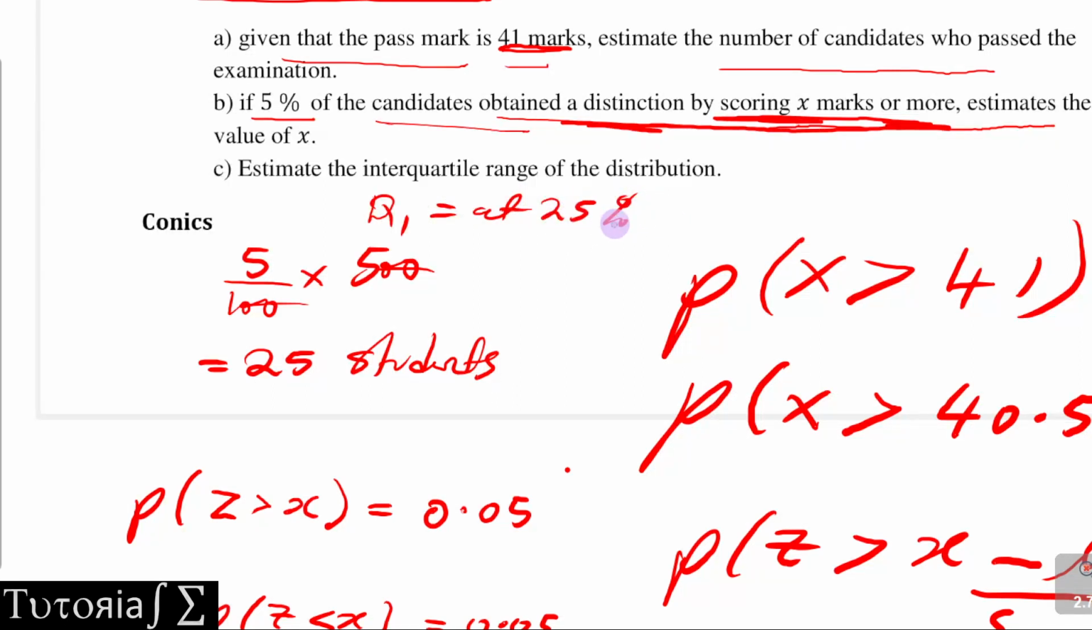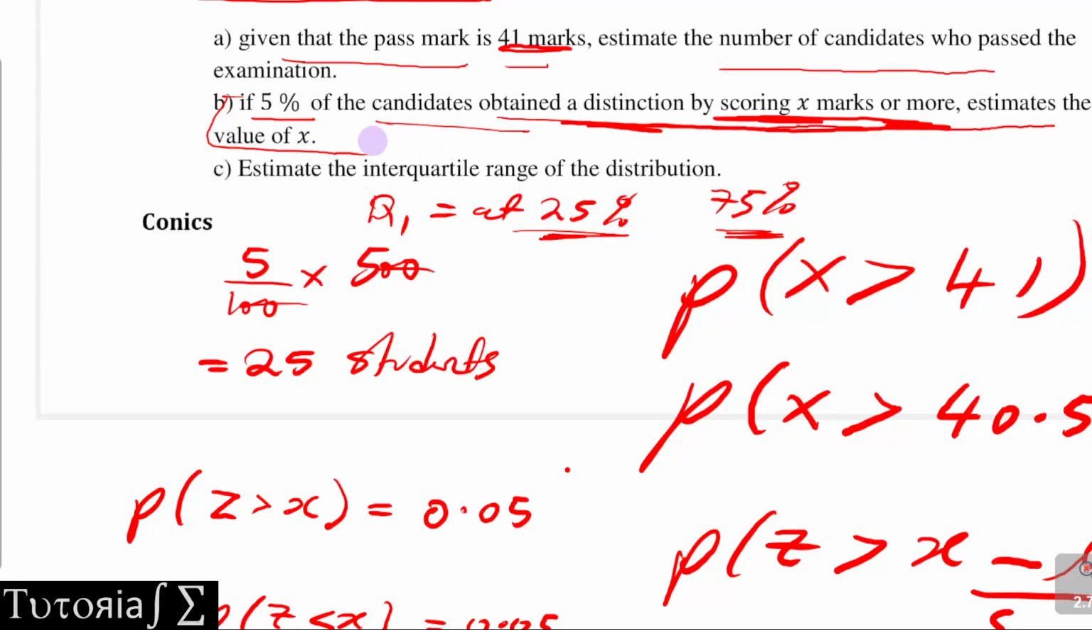That is 1 over 4. And quarter 2 is at 75%. Okay, so you do the same procedure as you did here. So after you find the probability of being at 25%, then you also find the probability of being at 75%.